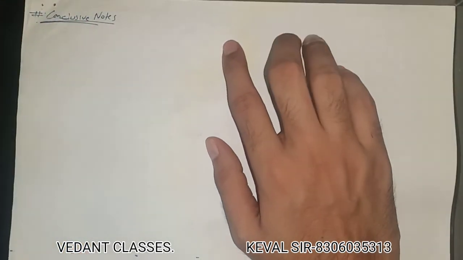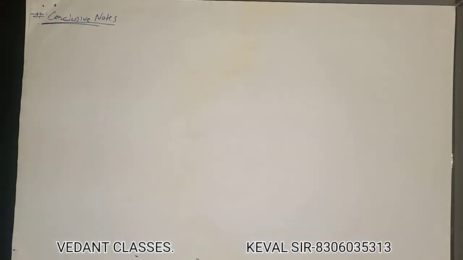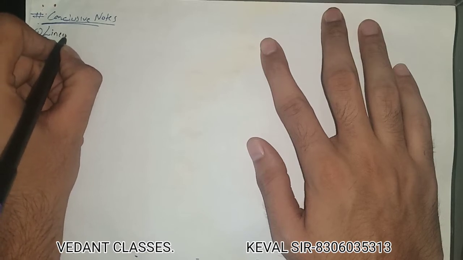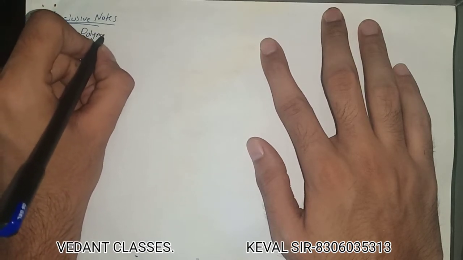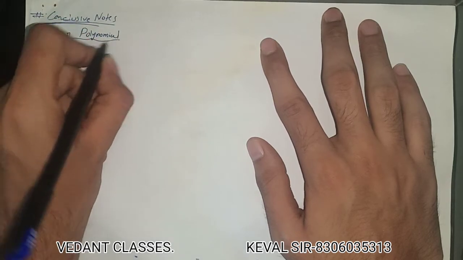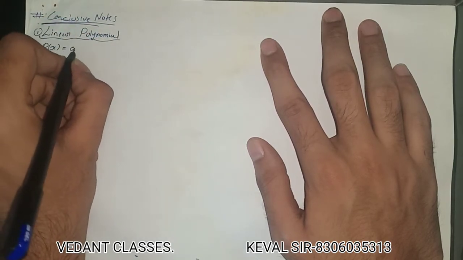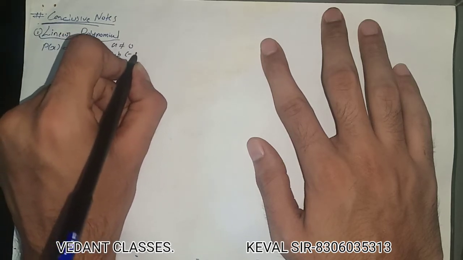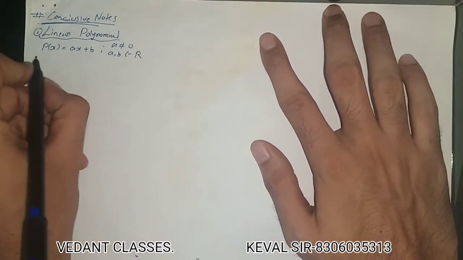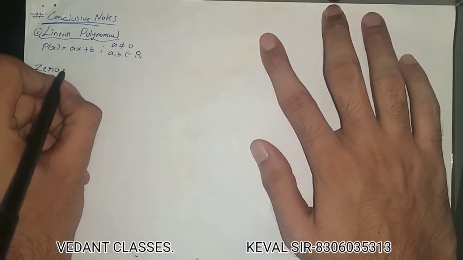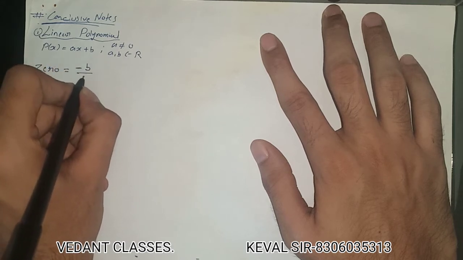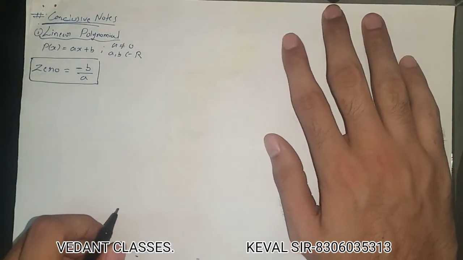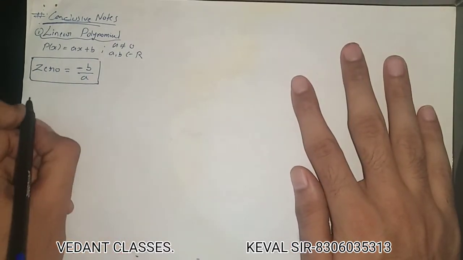Okay, so let's write the conclusive notes. Let's start with the linear polynomial. That is p of x equal to ax plus b, where a is not equal to 0 and a, b belong to R. Here the important thing that we need to remember is that the zero is equal to minus b by a. This is the important thing that you need to remember for the linear polynomial.